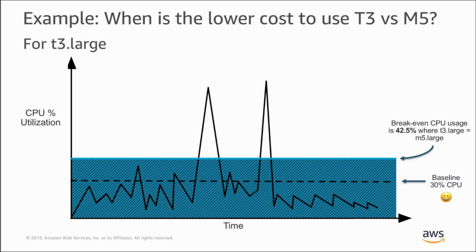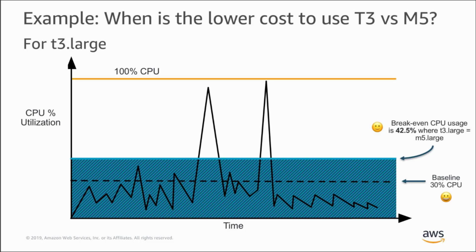Here, the actual break even is calculated by how many credits you would need to purchase to where it's still more effective to use T3 large when compared to M5. This ends up being at 42.5% on average CPU usage. So when you're at 42.5% or lower on average, you're still going to be happy because you're not going to be paying any more than you would by using an M5 large. All right, so let's go to the other extreme.